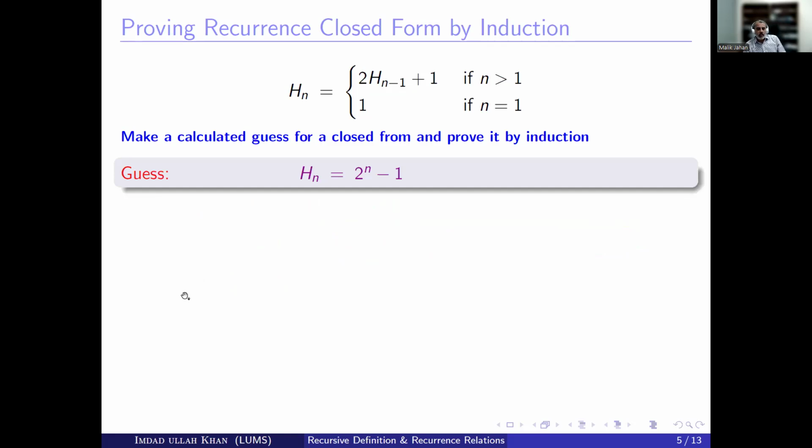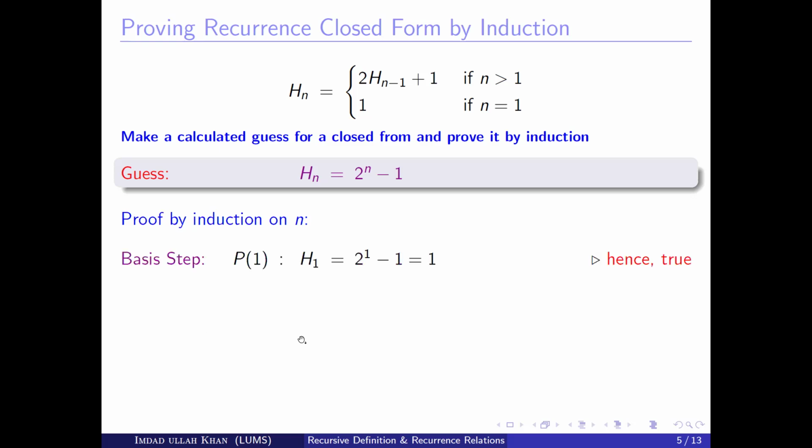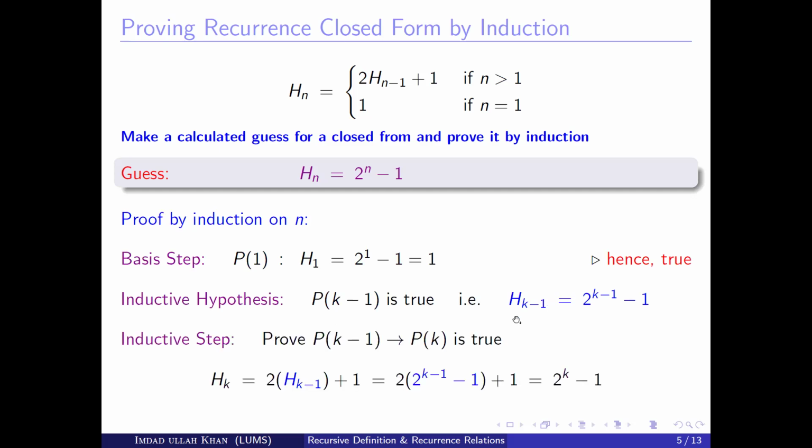So our guess is 2 to the n minus 1, and now our task is to verify whether this guess will really hold true for larger values of n. What we can do is prove it by induction. So what is the base case? n is 1. We need to show the truthfulness for the base case. Then our inductive hypothesis is that P(k minus 1) is true, and we have to show truthfulness for P(k). Then we use the fundamental principle of induction, and we show that the claim is true.